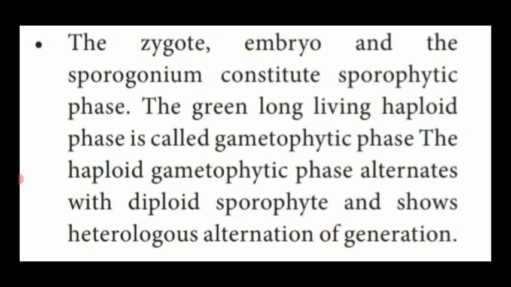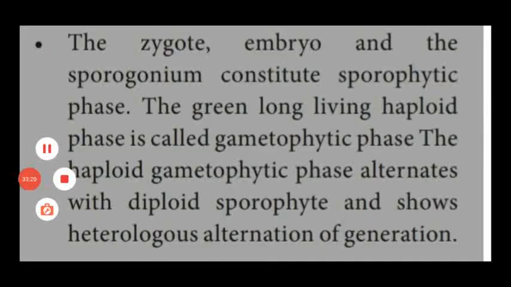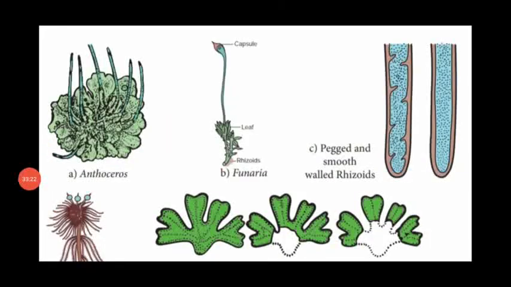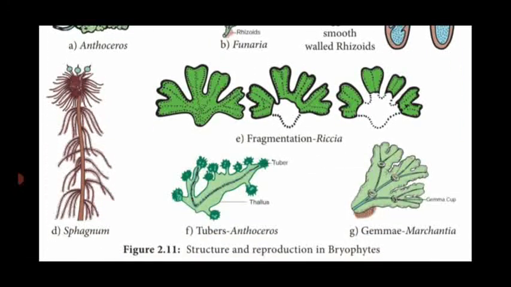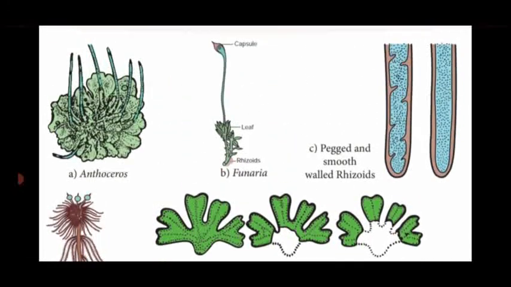Dear students, these are all the different general characteristic features of bryophytes. Dear students, these are all the different thallus organization, that means structure and reproduction of bryophytes. First one, Anthoceros. They are showing the antheridia and archegonia. These are the elaters which are dispersing the spores.